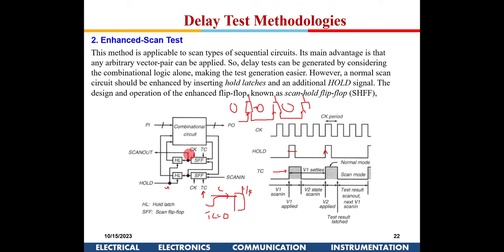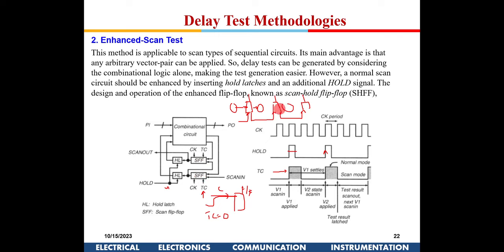Now once this new test vector is done, in the next step TC is kept in the normal mode. When the TC signal goes high, this is the normal mode. In the normal mode it will be able to capture the data from the combinational circuit. These are flip-flops, so in the next clock this data will be captured in the flip-flops, and once this data is captured, you put it back into scan mode.